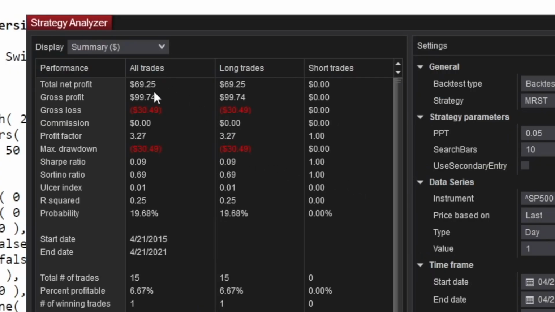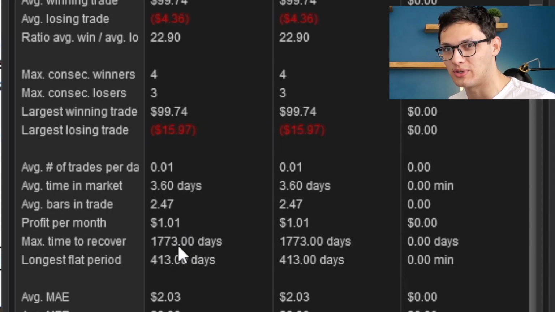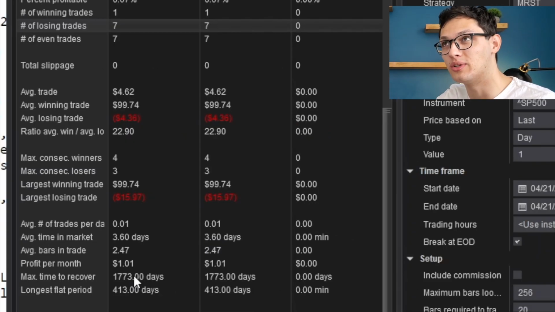Now I should say here that the amount invested in each trade is the equivalent to whatever the S&P 500 was trading at the time. So probably a little over $4,000 in most trades. My average time in the market was 3.6 days over that time. My profit per month was $1. And the max time it took me to recover was 1,773 days.